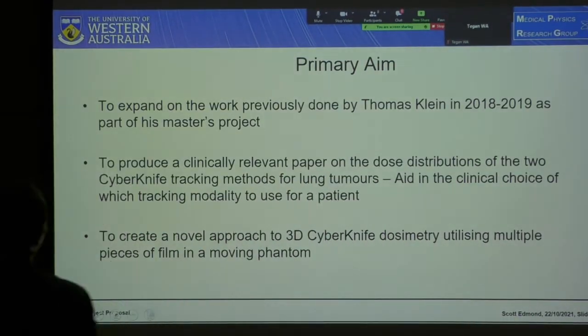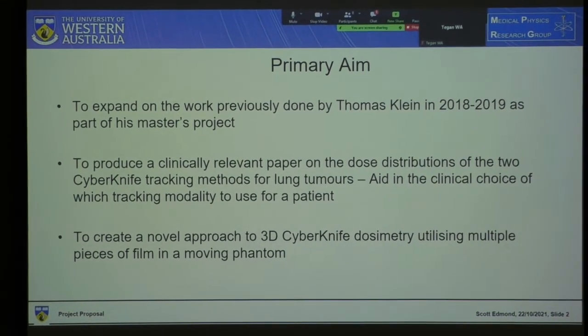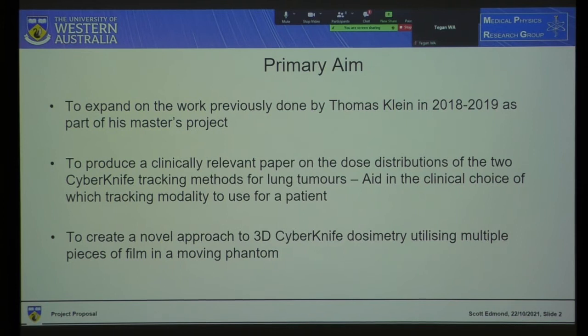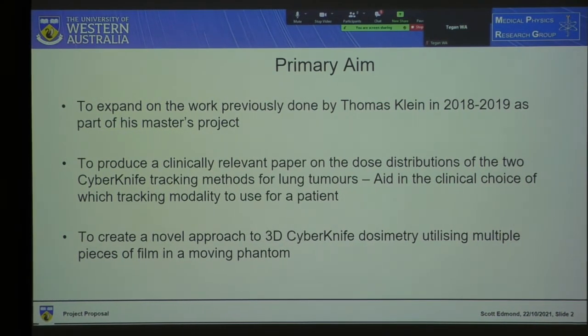we go. So the primary aim of this project is to expand on work done previously in 2018 to 2019 by someone named Thomas Klein as part of his master's project. Unfortunately, this project wasn't able to be published, so the aim of this is to expand on that and produce a paper that's clinically relevant, and thus is able to assist clinically in the choice of which tracking modality to use for CyberKnife. Another aspect of it is to create a novel 3D dosimetric approach to CyberKnife to allow for potentially further quality assurance in other centres.